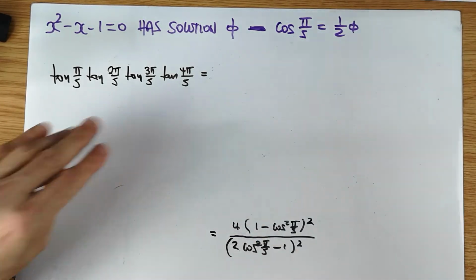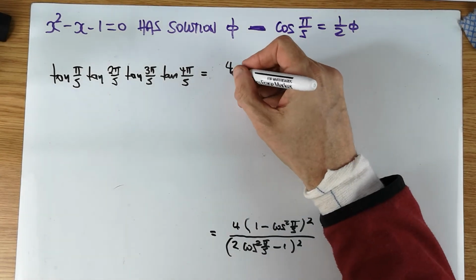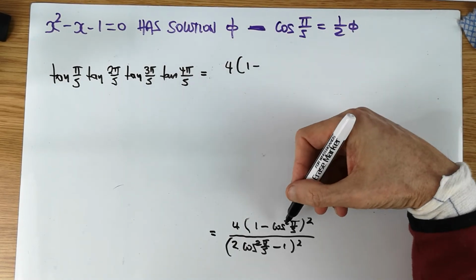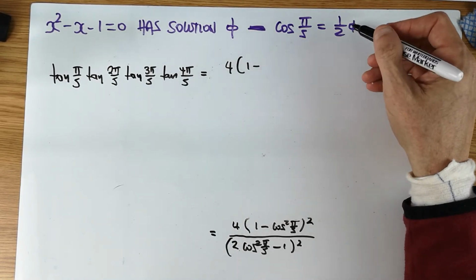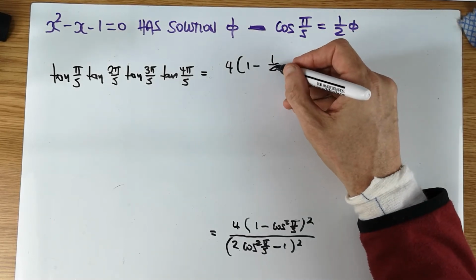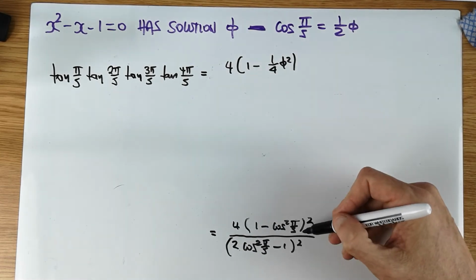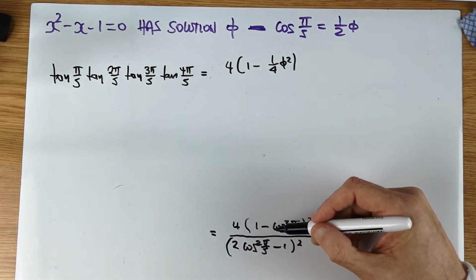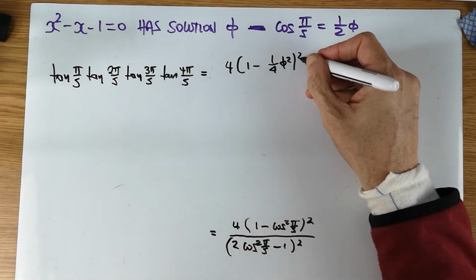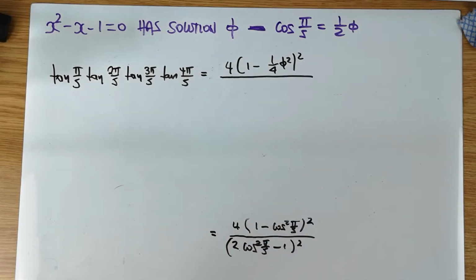I hope you're still with me and you're following what I'm doing. So this is 4 times 1 minus. Now, the cos of pi over 5 is half phi. So when I square it, it's going to go quarter phi squared. So this is, in fact, 1 minus a quarter phi squared. And of course, all of that is squared. That's from the square there.